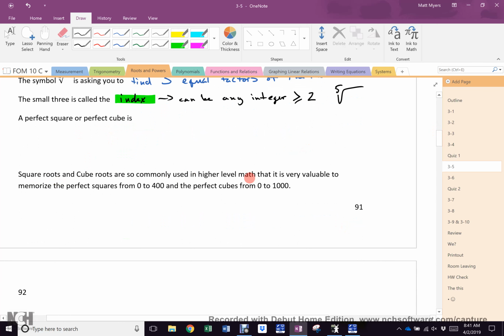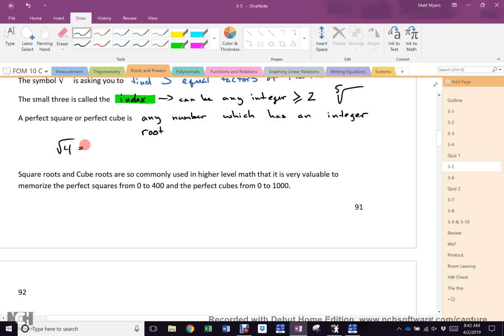Now, got a bit of blank space down here. You guys don't have this part written on your page, do you? You do? Okay, we're going to do that in a sec. A perfect square, a perfect cube. This gets a little weird. At the beginning today, a perfect square, a perfect cube is any number which has an integer root.